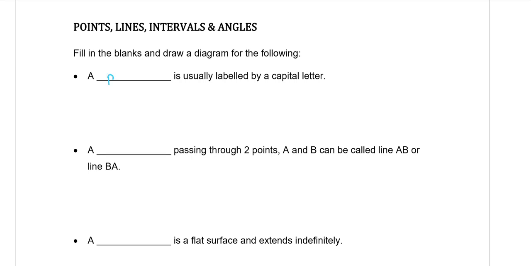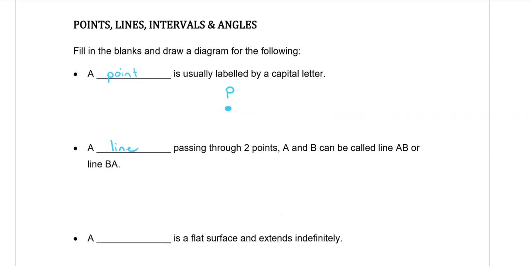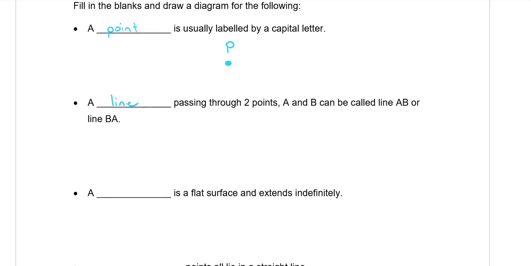It says fill in the blanks and draw a diagram for each of the following. A point is usually labelled by a capital letter. So if you have a point somewhere in your diagram, you usually see a dot somewhere. It could be part of another shape, however, not just a random dot like that one. We would label it with a capital letter, which I'm going to use the letter P in this case for point.